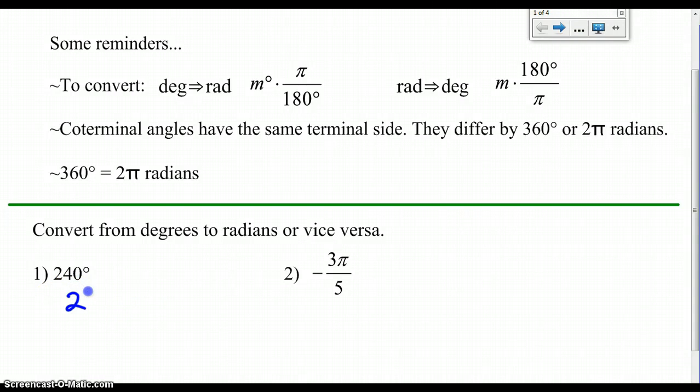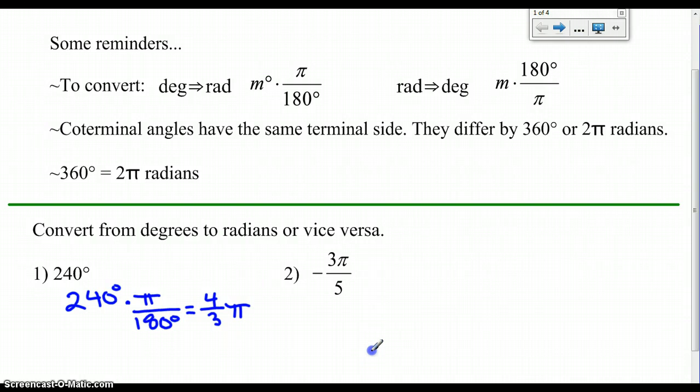So let's start with a little conversion, 240 degrees. We're in degrees. We will simply multiply by pi, divide by 180 degrees. And I'm going to do this in one step. 240 divided by 180 is 4/3. What I have here is 4/3 pi.